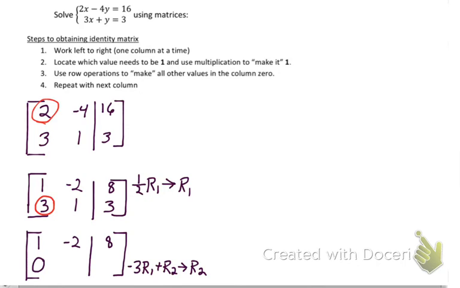All right, so now we're going to do negative 3 times negative 2, which is a positive 6. 6 plus 1 is going to give me 7. And finally, I have negative 3 times 8. Negative 24 plus 3 is a negative 21.